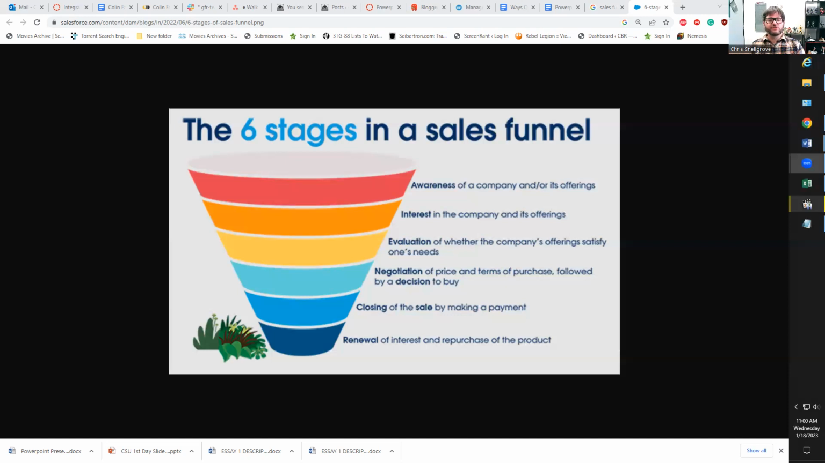The idea is to get them to go from interest to evaluation, where they start honestly considering, like, we have needed a new air conditioner for the past couple months. Maybe we should go with this company, but there's some other stuff out there. So evaluating the options, and then moving further in, it's negotiation of price and terms of purchase, followed by a decision to buy. I guess it depends on what you're buying. Negotiation is not always an option. As a consumer, it's usually just, do I really want to take the plunge, take my wallet out? And then, of course, you buy the item, you make the sale.